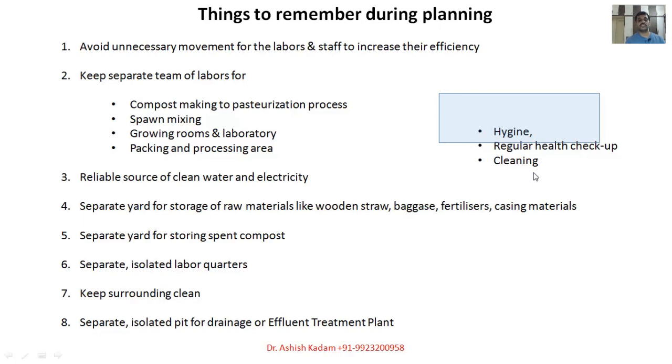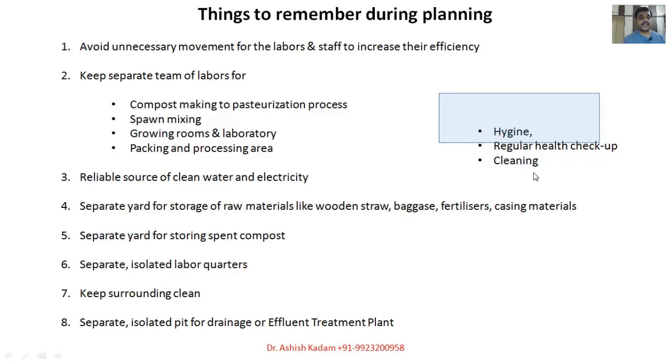For example, you require wooden straw, wheat straw, bagasse, fertilizer, casing material. We require a lot of laboratory consumable materials, aprons, clothes, bags. So many things we require in the entire operation of the project. So we should have separate dedicated areas for their storage, and those areas should be free of contamination, free of diseases, free of dust, mud, dirt, etc., or even rainwater.